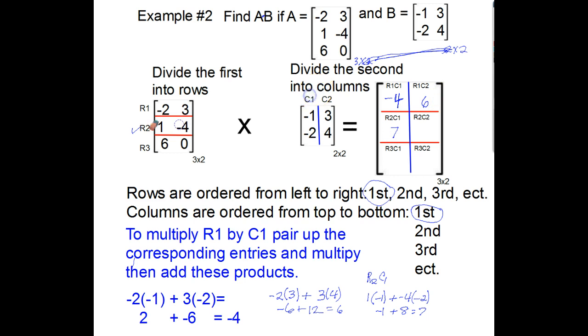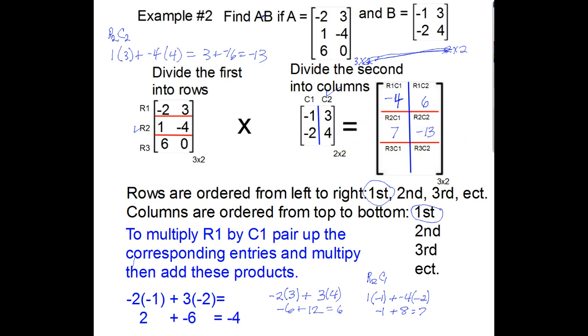Let's continue. Now we're going to do row 2, column 2. So we're going to take row 2 and multiply it by column 2. Let's do that. We're just going to put these all over the place. Let's do row 2, column 2 up here. So take the first number in row 2, 1, and multiply it by the first number in column 2, 3. Add to that the second number in row 2 times the second number in column 2, negative 4 times 4, and that's going to be equal to 3 plus negative 16, or negative 13 goes here.